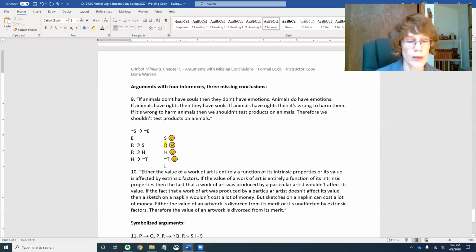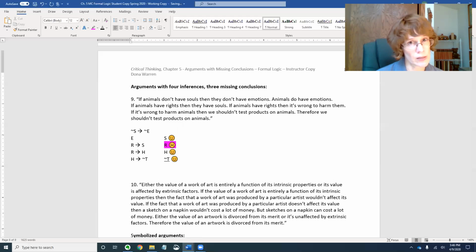Therefore, we shouldn't test products on animals, and that is in fact where the author wants us to go. So, has the author committed this mistake? Yes. How do I know that? Well, because the author needs us to conclude R in order to make the rest of the argument work. So that is a forced error here, but it is an error. So that chain has a weak link. That argument is invalid. Okay, see you at 10.